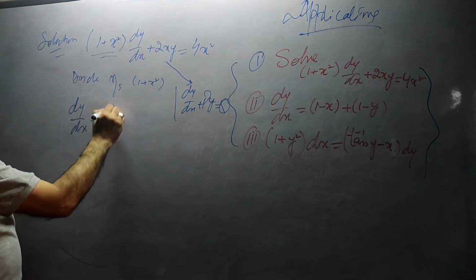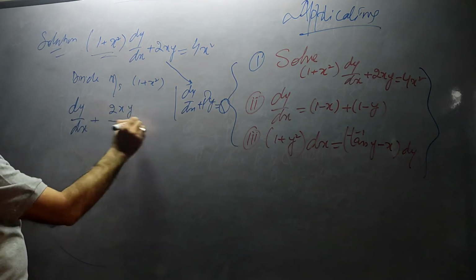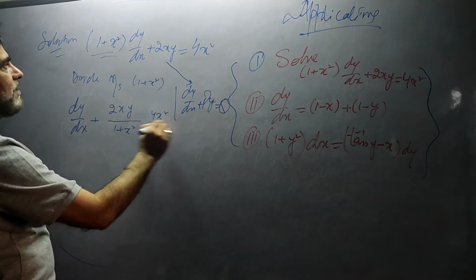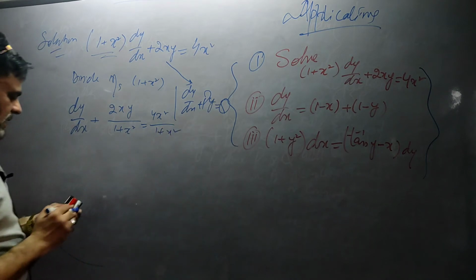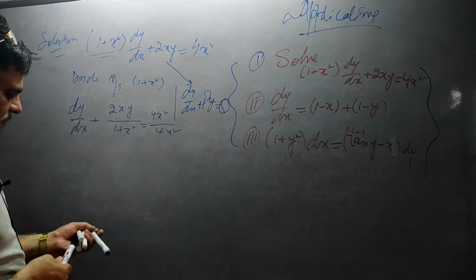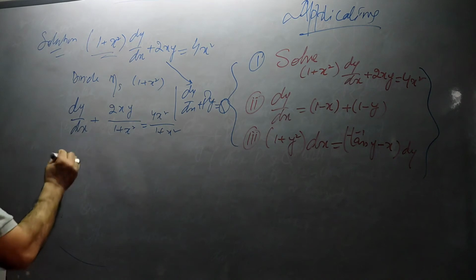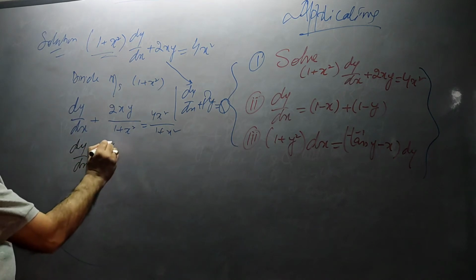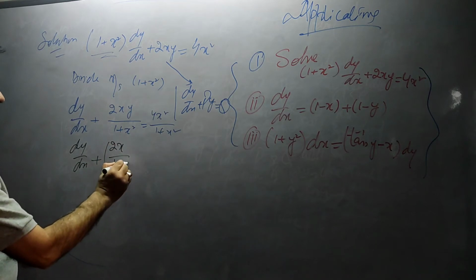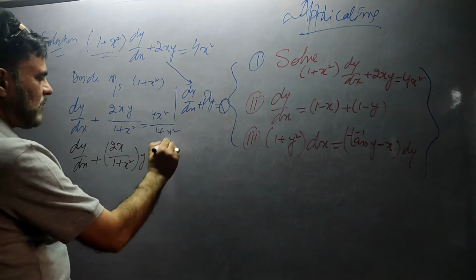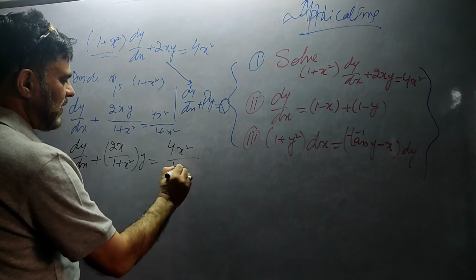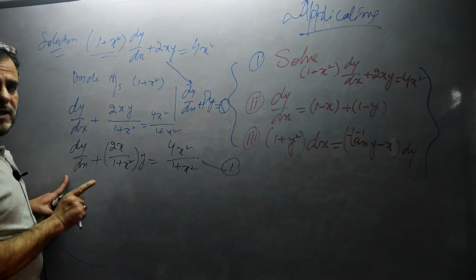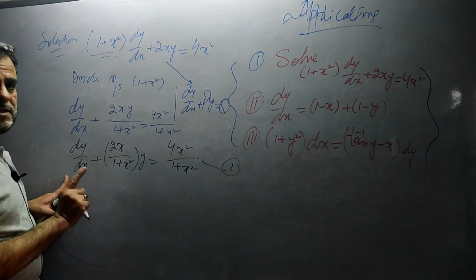Yes, plus 2xy by 1 plus x square is equal to 4x square by 1 plus x square. Oh yes, it has now taken the standard form. It is a differential equation of this form: dy by dx plus 2x by 1 plus x square y is equal to 4x square by 1 plus x square. This is my differential equation now, a linear differential equation of standard form.